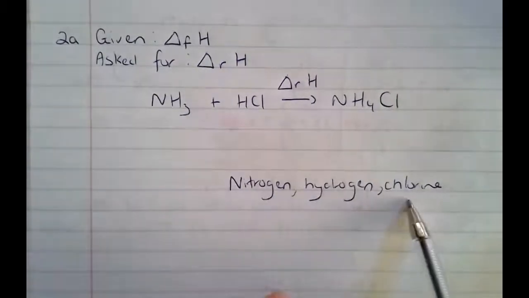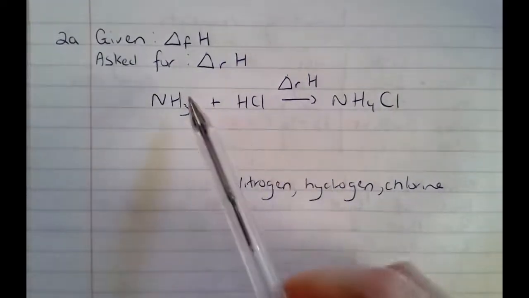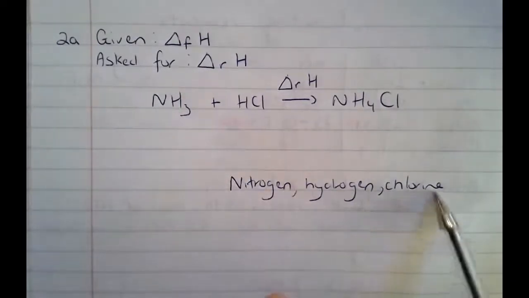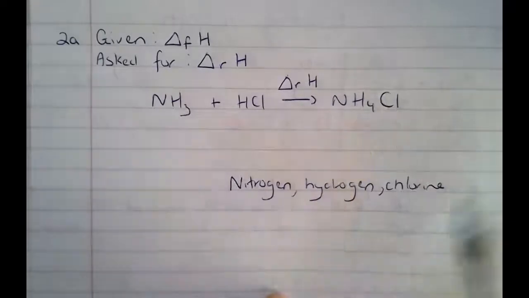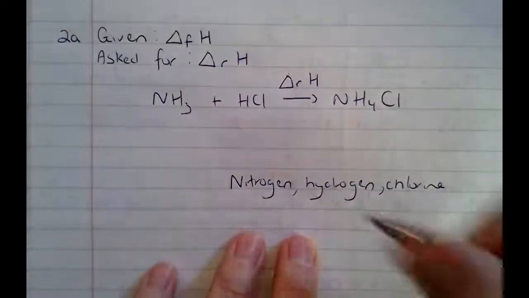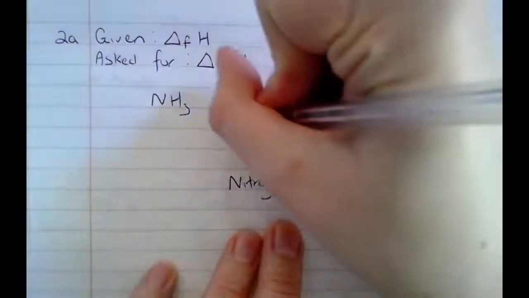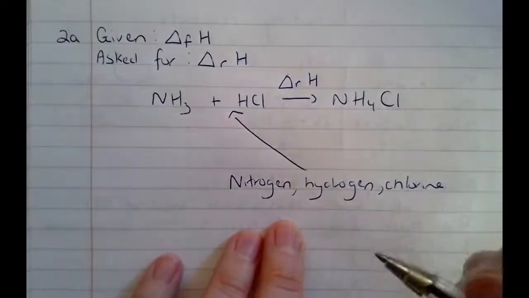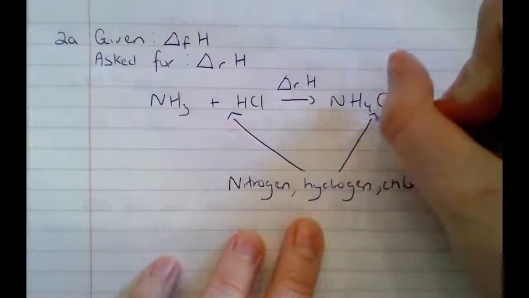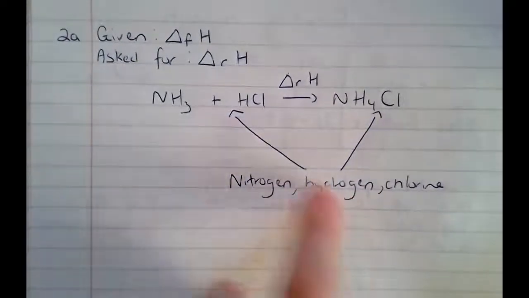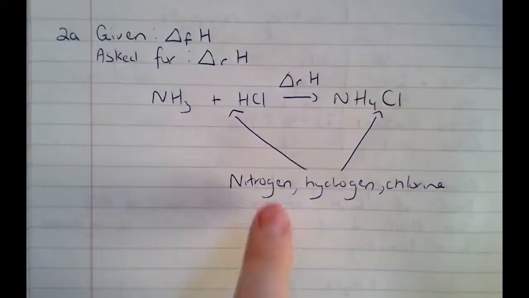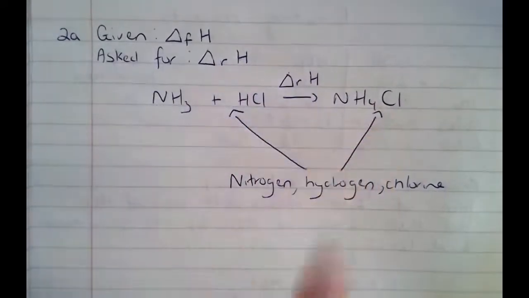So these three elements can be used to make the compounds that I've got on the reactant side, or these three elements can be used to make the compounds that I've got on the product side. So I can draw an arrow from my elements to the reactant side, but I can also draw an arrow from the elements to the products side. And now I've got three arrows drawn. I've got a little cycle.